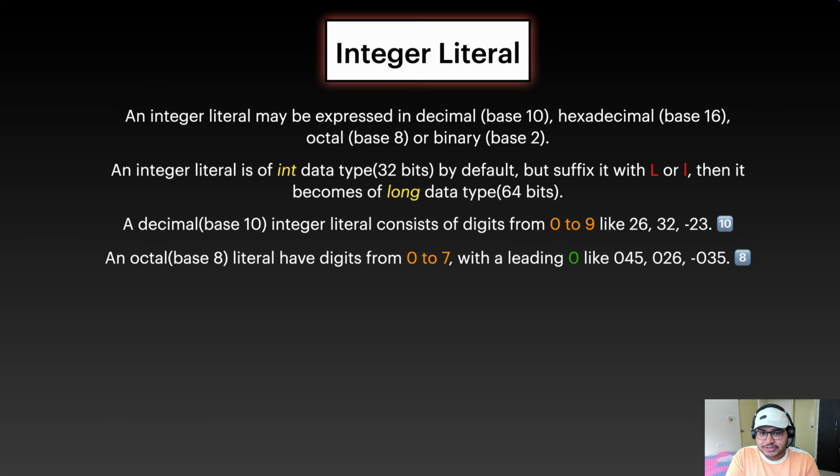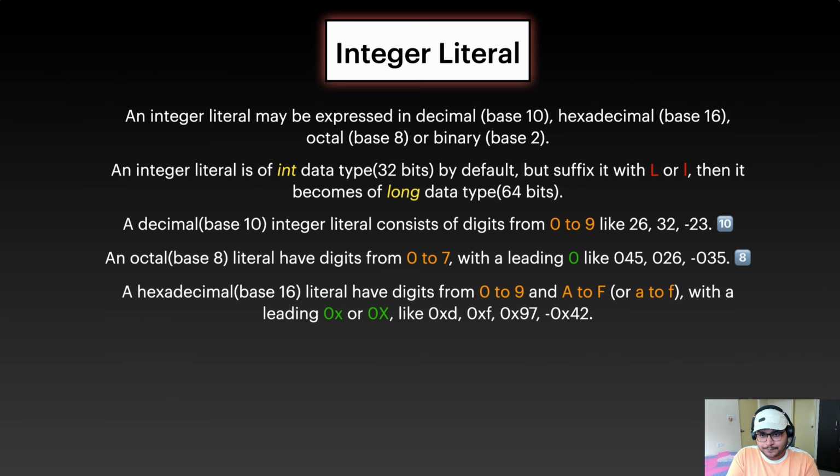An octal integer literal comprises of 8 digits, that is from 0 to 7. And to represent them in Java, we need to prefix the octal number with a 0. For example, 045, 026, negative of 035, they all represent octal numbers in Java.